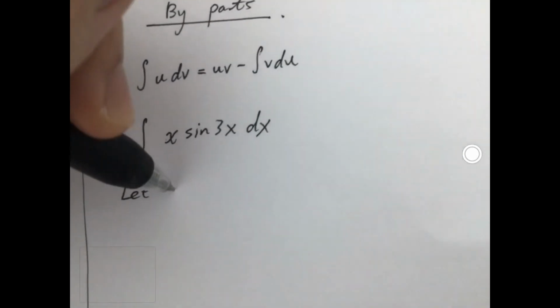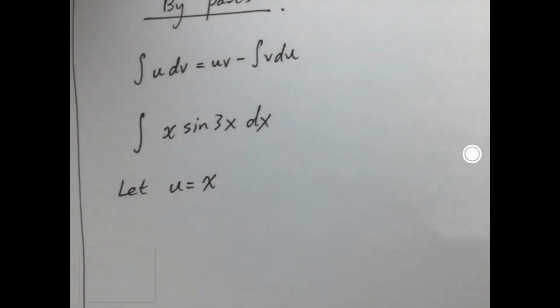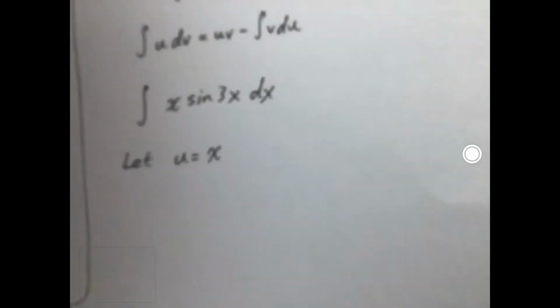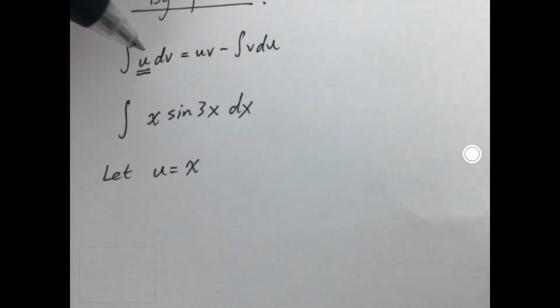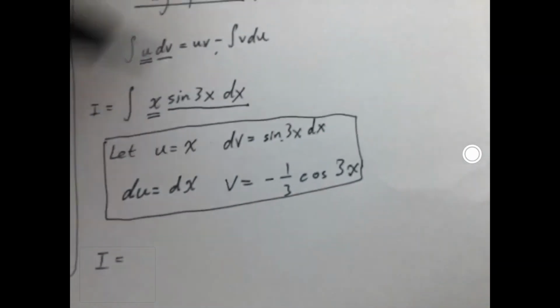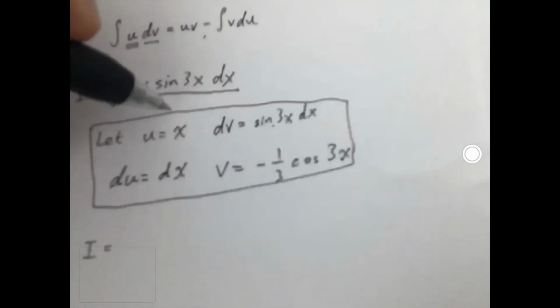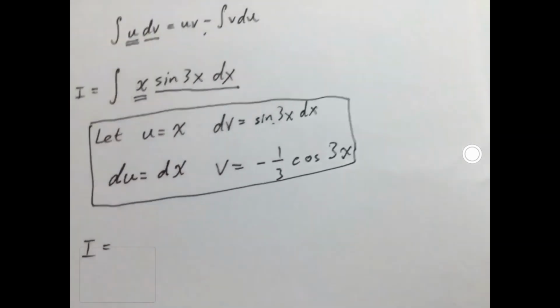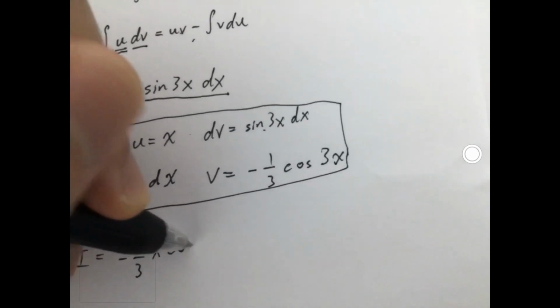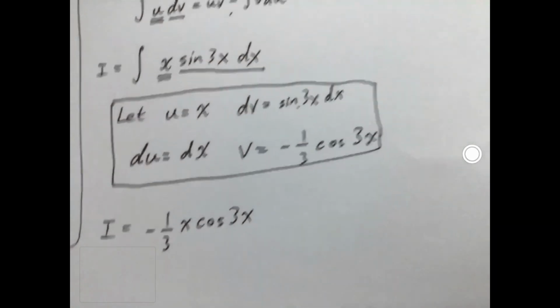In this example with by parts, we usually assign u to the one that could get simpler by deriving it, and that would be x. So by deriving it, du would just be dx, and respectively we put dv as sine 3x, and then we integrate it to find v. In the previous example, we have already established that the integral of sine 3x equals negative 1 over 3 cosine 3x, so now we just follow the definition of integration by parts.